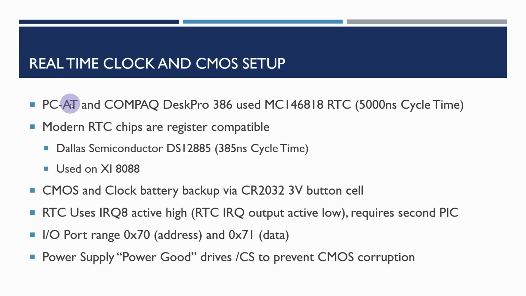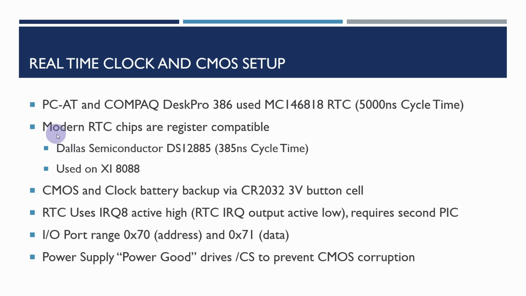The PC-AT and the Compaq Deskpro 386 use this particular real-time clock chip. Now this had a 5,000 nanosecond, so I guess a 5 microsecond cycle time. So there needed to be a bit of a pause between doing operations on this, and you'll see in some of the code that there may be quite a few no operations or jumps to places further down in the code, which is normally used for doing delays in the BIOS.